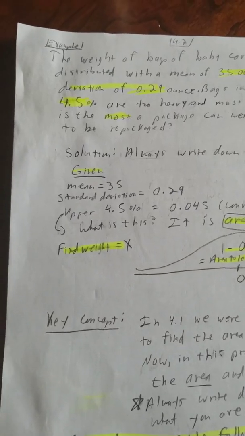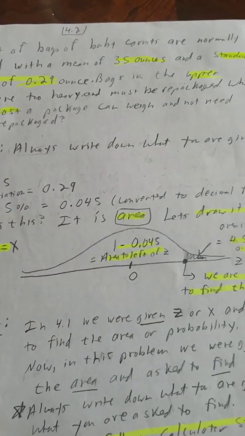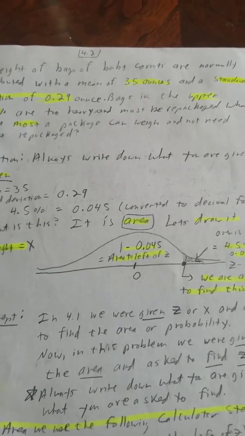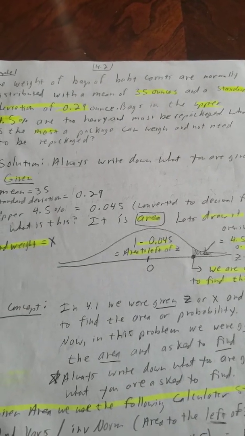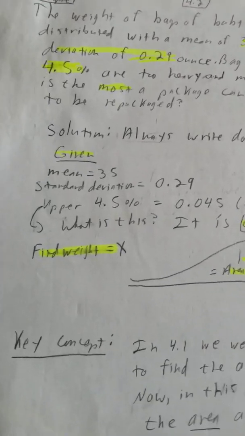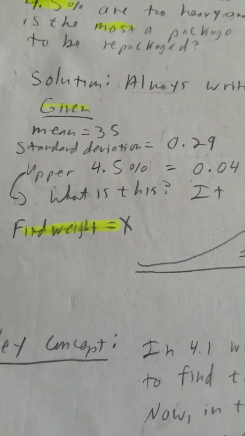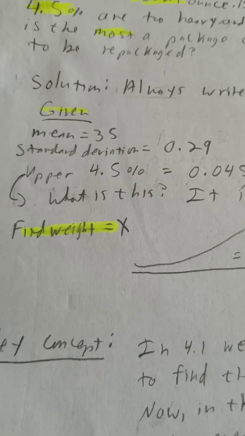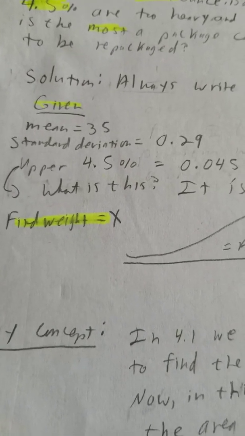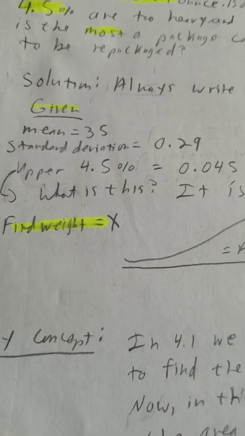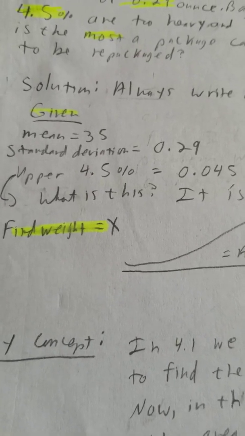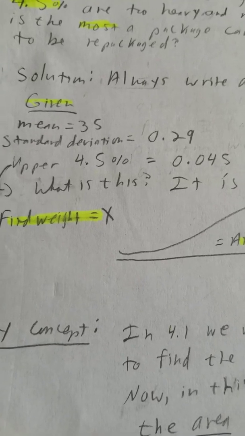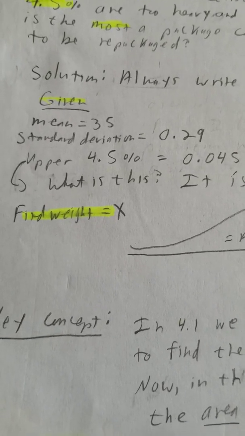So for solution, the first thing I wrote down is always write down what you are given. And I kind of highlighted the key words in this problem. If you can kind of see that, I highlighted all the key words. So what are we given? We're told that the mean is 35, standard deviation is 0.29, and the problem is bags in the upper 4.5%. Remember, we always convert to a decimal, move the decimal 2 places to the left, and you get 0.045, okay? And it wants to know what is the most a package can weigh.